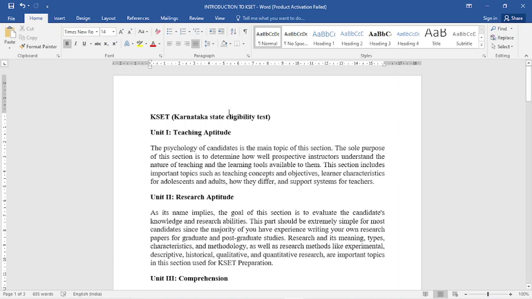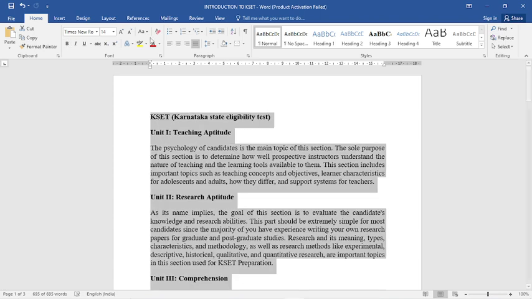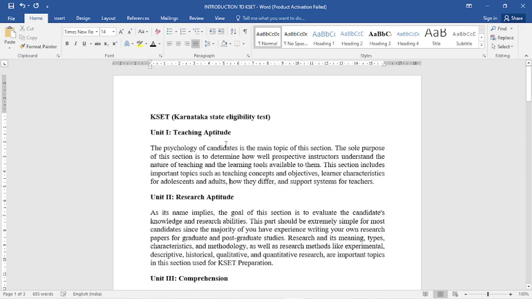So what is teaching aptitude? Teaching aptitude is about the psychology of the candidate, which is the main topic of this section. Means the student's psychological power is going to be tested. How candidates are psychologically eligible to be a lecturer or teacher in any college.